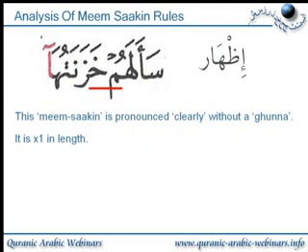So we do some analysis of these rules. So here's the first one. So this is Izhar, i.e. pronouncing clearly. So this Meem Saakin is pronounced clearly without a ghunna. Its length is 1 long. So here we have simply Sa'alahum khazanatuha. Okay, so the lahum is just pronounced clearly, and then we say khazanatuha. Okay.